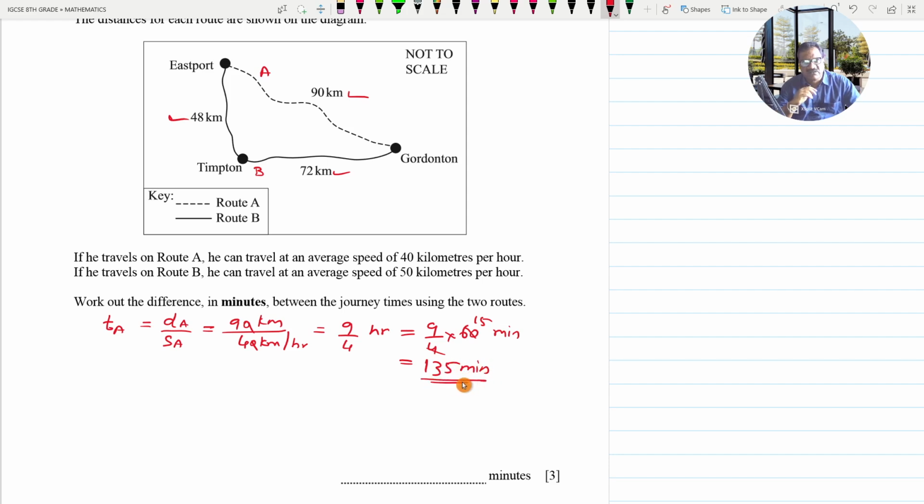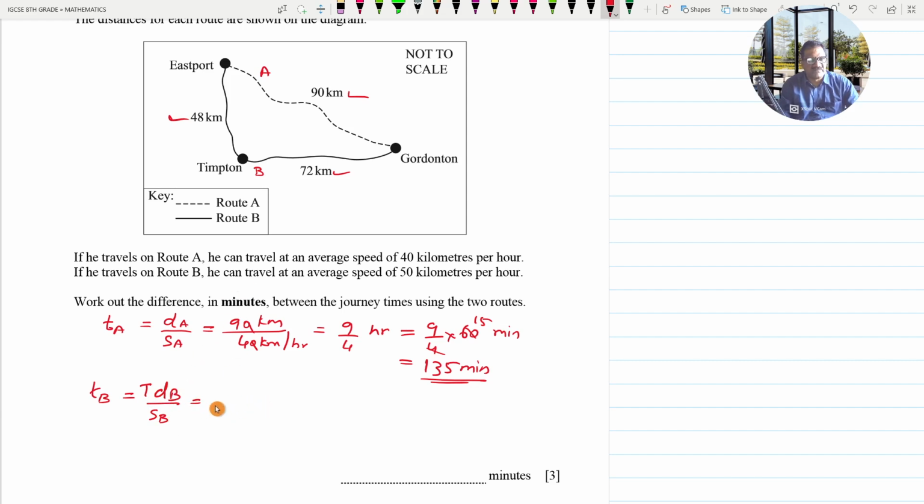Okay, so if he travels by route A, it will take 135 minutes. Now in the same way, let us find the time required to travel if he goes by route B. So TB will be equal to DB over the average speed. Here the distance is total, because he is traveling from Eastport to Timton and then to Gordon Town. So it is the total distance upon the average speed for route B.